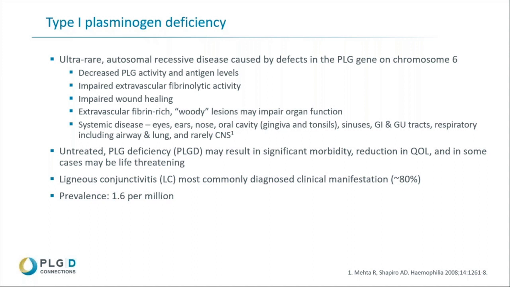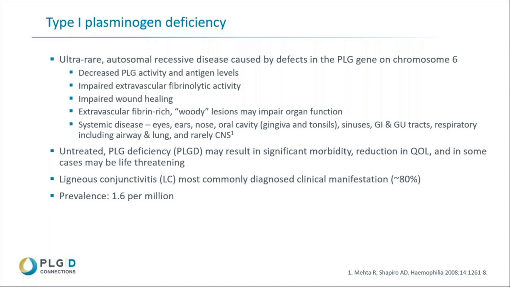It is a systemic disease with multi-organ involvement, including eyes, ears, nose, oral cavity, including gingiva and tonsils, sinuses, GI, and genitourinary tracts, as well as the respiratory system, including the airways and lungs, and rarely CNS. Untreated, plasminogen deficiency may result in significant morbidity, reduction in quality of life, and in some cases may be life-threatening.